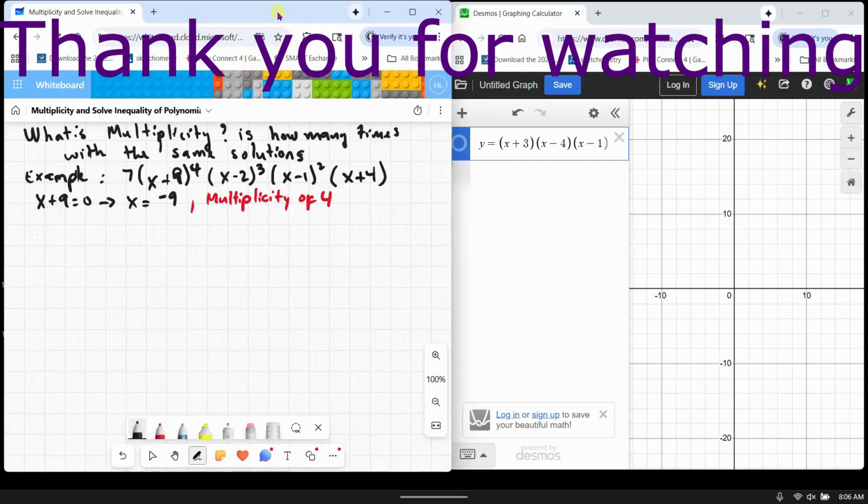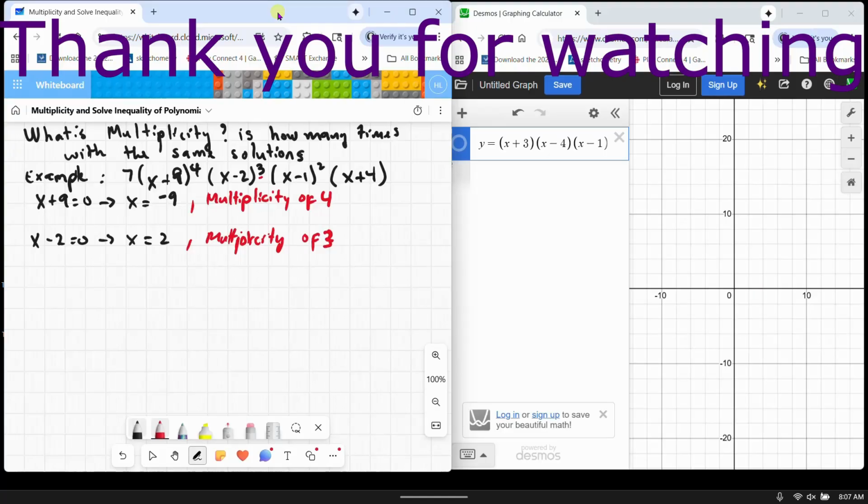Okay, let's try the next one so you can see the pattern here. x minus 2 equal to 0. I solve for this and I have x equal to 2. So the multiplicity is the exponent, which is 3. So that's the exponent right here.